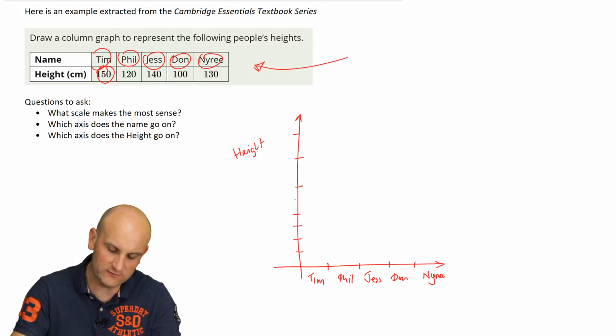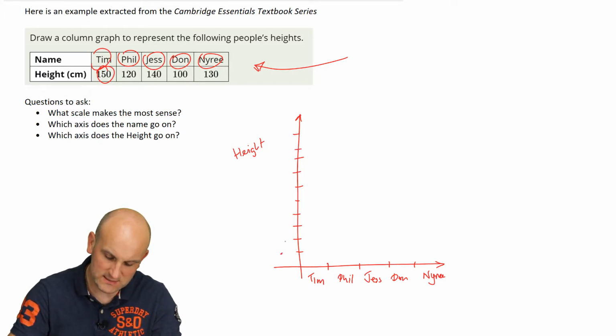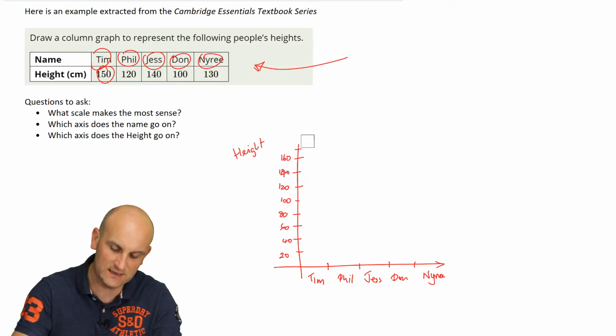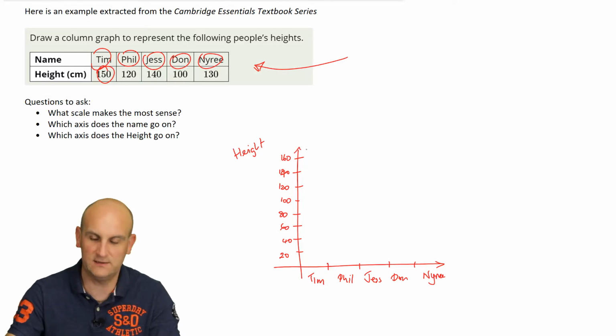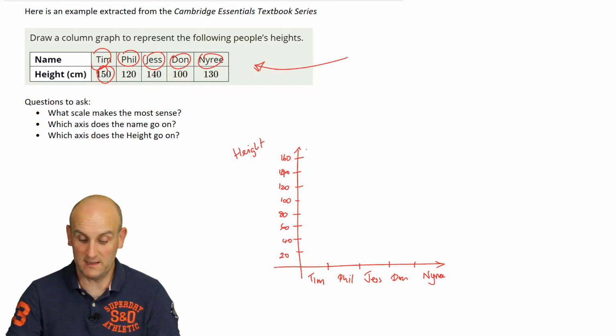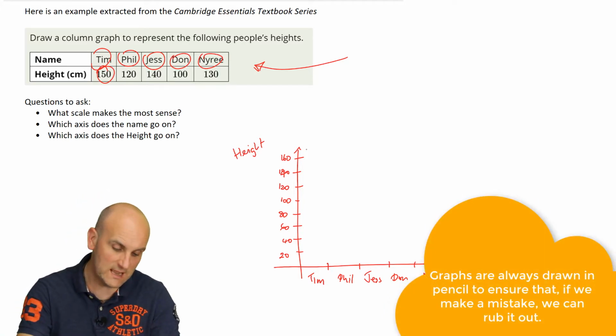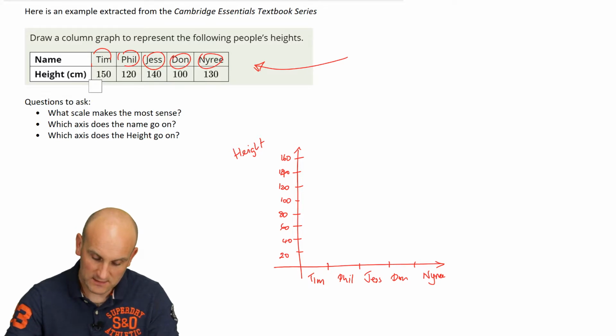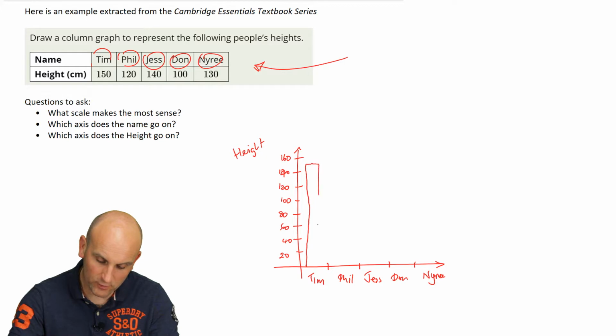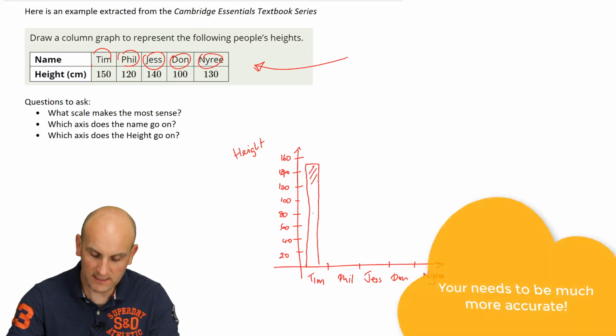So 2, 4, 6, 8, 10, 12, 14, 16, 18, 20. So 20, 40, 60, 80, 100, 120, nearly 140 and 160. So actually as it stands there, I do not need the rest of that, and I can rub it out and make my scale fit beautifully. So what do I do now? Well, now I draw the columns. So Tim, reading off, was 150. So I'm going to go a column up to 150, across and down. Colour it in. There we go.